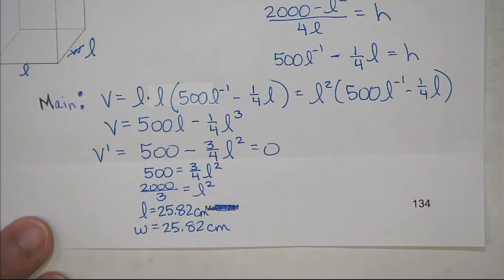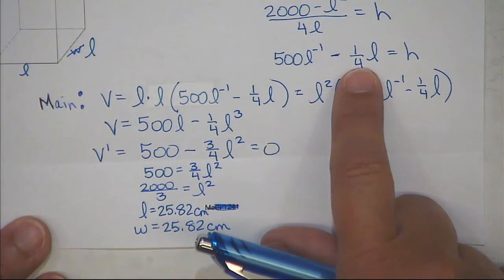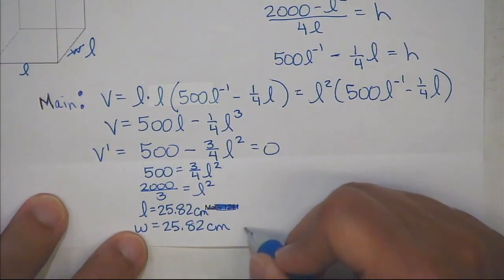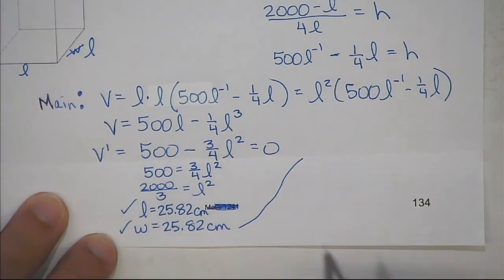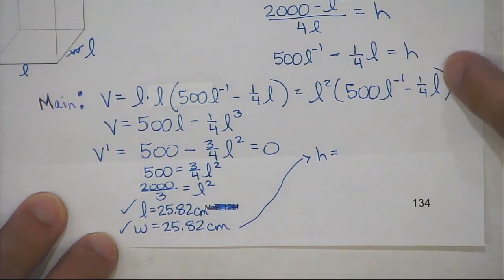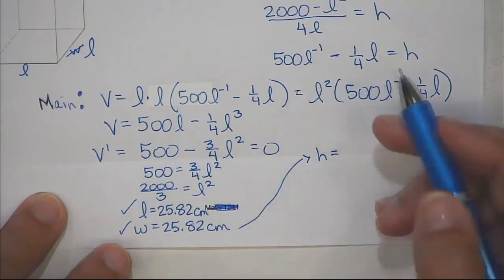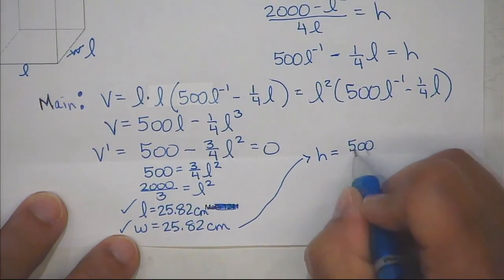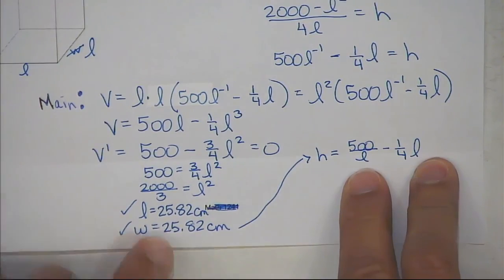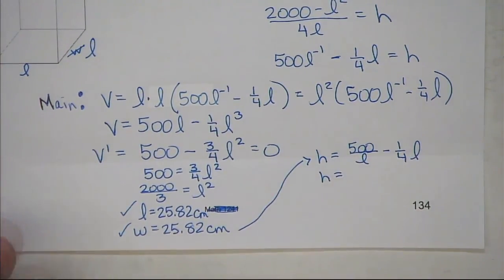And we need the height. So we would put that in here, but I'm going to rewrite that. It's kind of hard to do it that way. So let's rewrite the height. Okay, so we have the length, we have the width, and then we need the height. So the height up here, let's write it as 500 over L minus 1/4 L. That might make a little more sense. And then you're going to replace these L's with 25.82 and figure out what H is equal to.